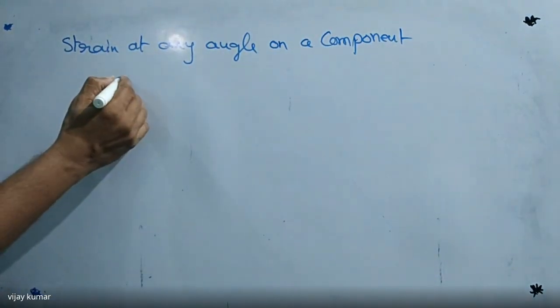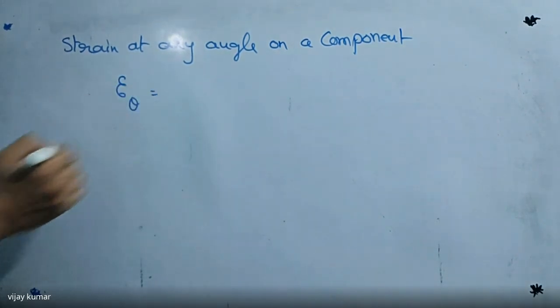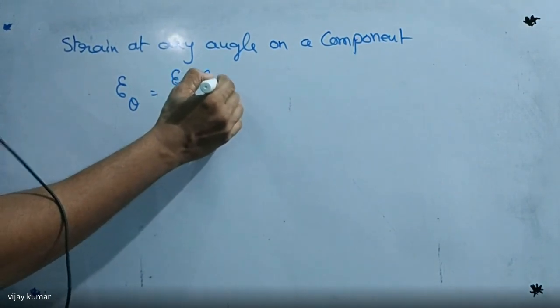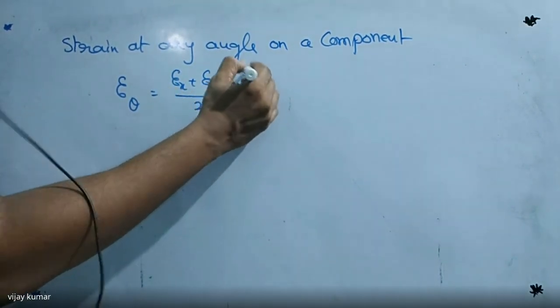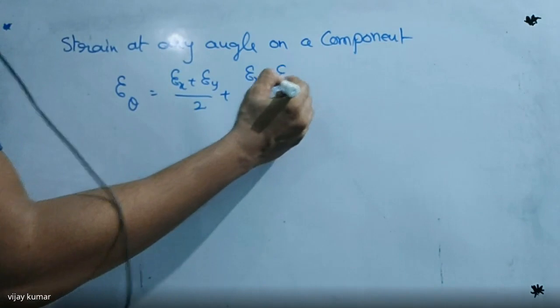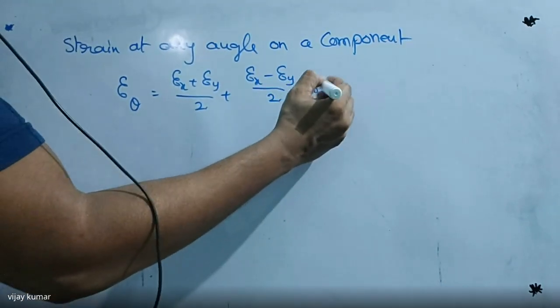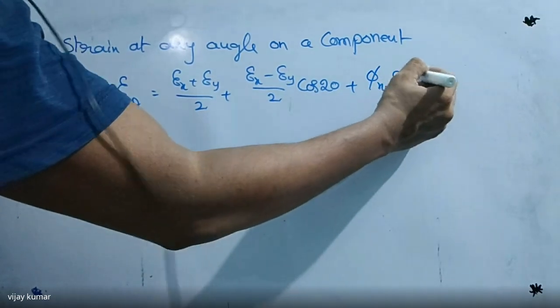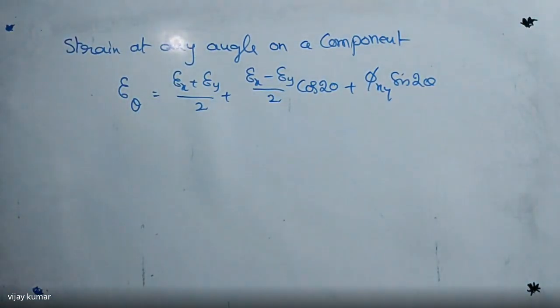That is epsilon theta is equal to, I'm writing here, listen carefully, epsilon x plus epsilon y divided by 2 plus epsilon x minus epsilon y divided by 2 into cos 2 theta plus phi x y into how much sin 2 theta. So this is the value of strain at any point on a component at any angle. So we can use this one.